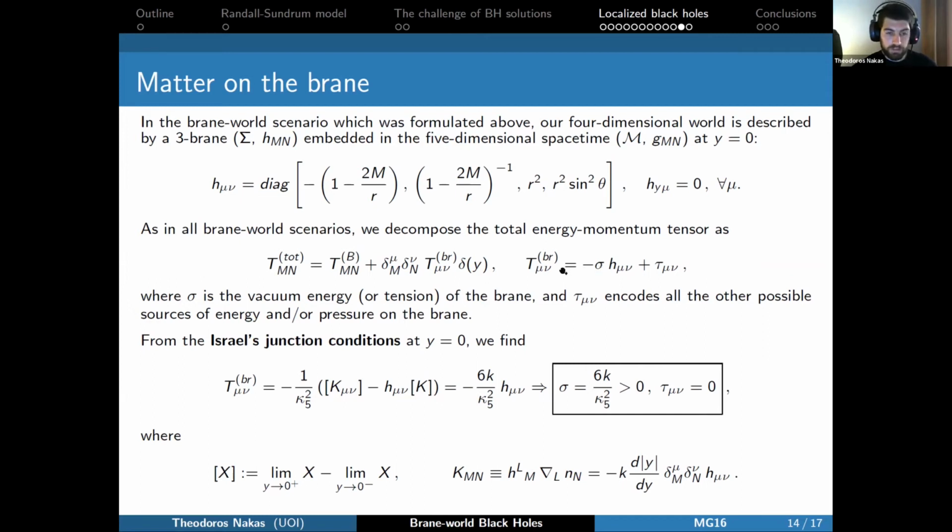From the Israel junction conditions at y equals 0, we find that in order to embed our four-dimensional brane into the five-dimensional spacetime, no additional matter is necessary, while the brane tension is given by this expression.